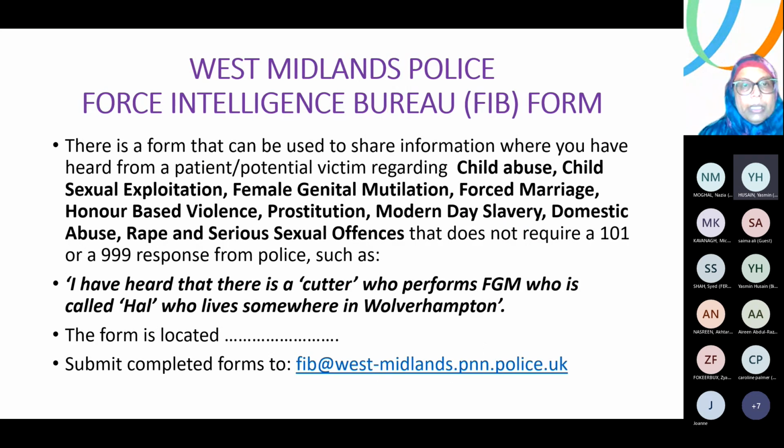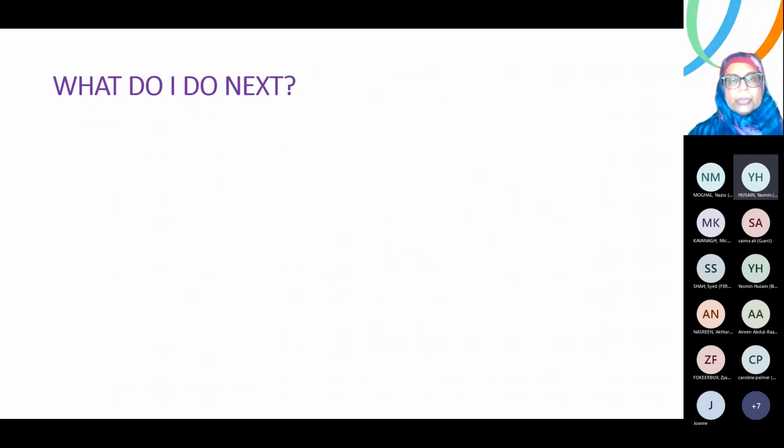Then we've got the FIB form, the Force Intelligence Bureau form. Any little snippet of information you might hear, or somebody might tell you about, related to anything to do with safeguarding, fill in this form and send it to the police, and you've done your civic duty. And you never know, that little piece of information that you overheard may actually help the police to solve a major crime.